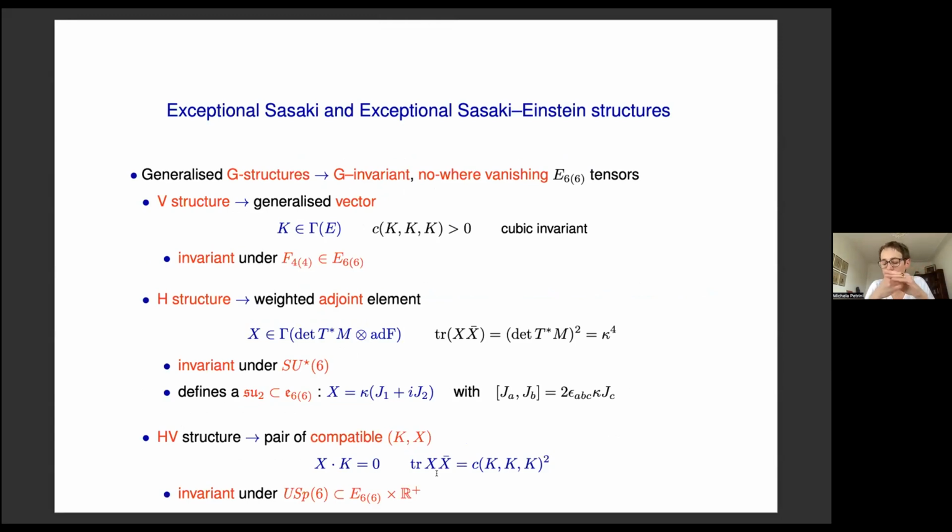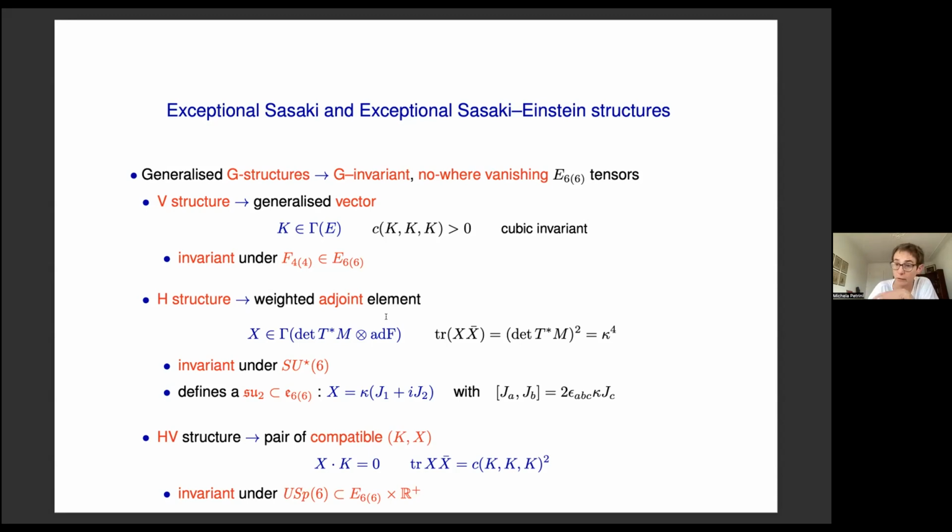In which way do we need these tensors to describe our solutions? The idea is exactly what we have been doing for years, meaning that we can rephrase supersymmetry in terms of G-structures. And in this case, the idea is that we need some specific exceptional structure on our manifold. The exceptional structure means that we have nowhere vanishing tensors that are singlets under some subgroup G of E6(6). And in particular, we need a generalized vector, which is invariant and is stabilized by the subgroup F4(4) of E6(6) and must satisfy this sort of normalization condition. This is the cubic invariant of E6. And we call it, we'll see why, an HV structure.